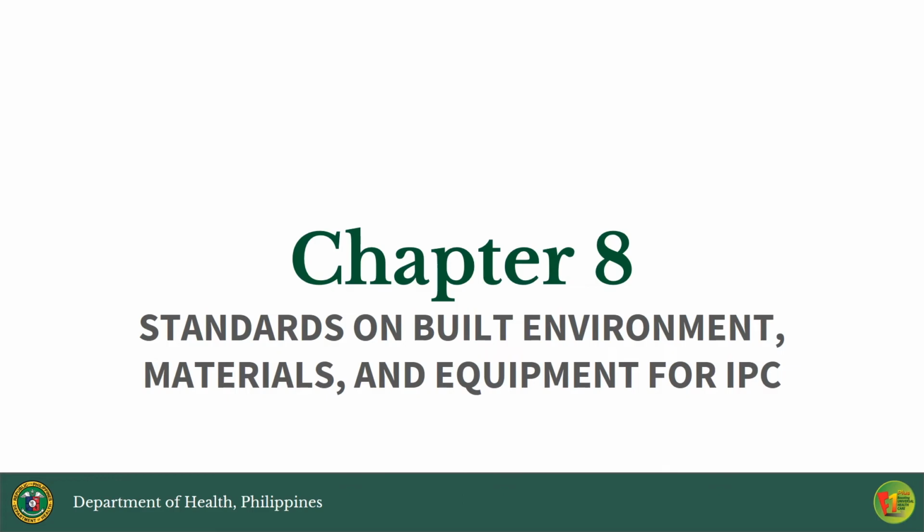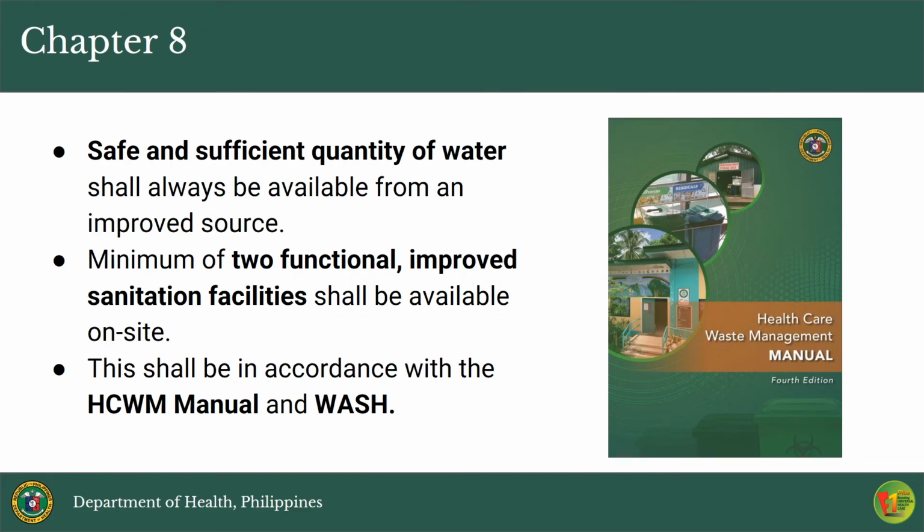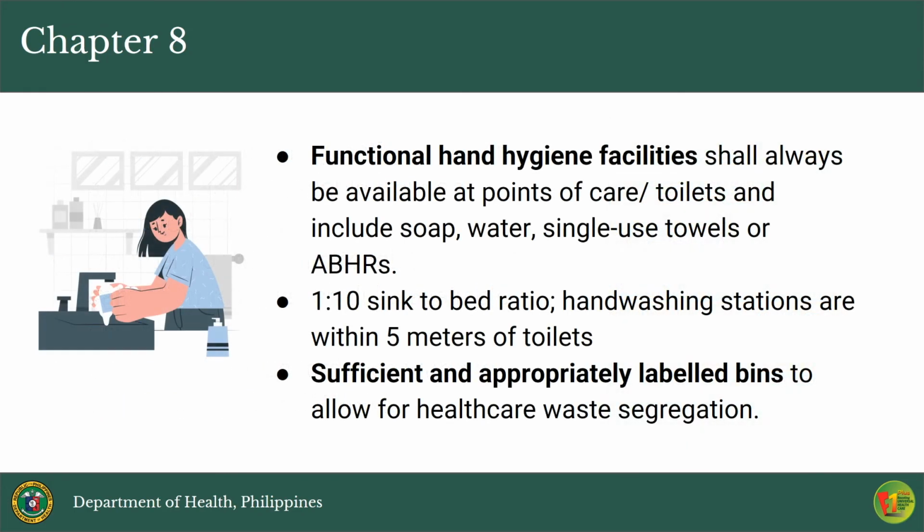A safe and sufficient quantity of water shall always be available from an improved source on the premises to perform basic IPC measures, including but not limited to hand hygiene, environmental cleaning, laundry, decontamination of medical devices, and healthcare waste management. These shall be in accordance with the Healthcare Waste Management Manual and the latest and updated guidelines on WASH. There shall be a minimum of 2 functional, improved sanitation facilities available on site, 1 for patients and 1 for staff. Functional hand hygiene facilities shall always be available at points of care and toilets.